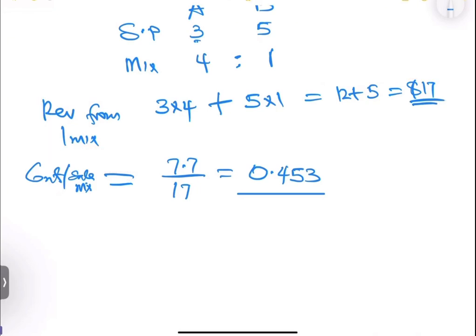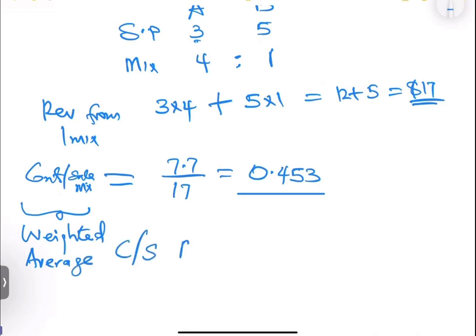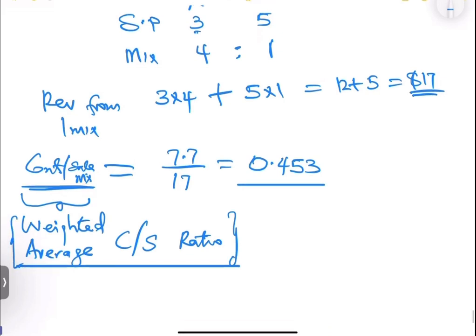And once we know that, we can use the same analysis that we've been doing. Sometimes, please take note of this, because in case the question is in your MCQ, they might ask you to calculate contribution per sale mix, or they can ask you to calculate weighted average contribution per sale ratio. It's the same thing they are telling you. Weighted average contribution per sale ratio is the same thing as this. This is just a complicated name. It's as simple as what you have calculated here.